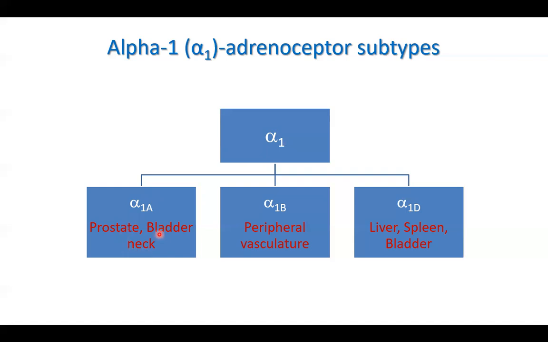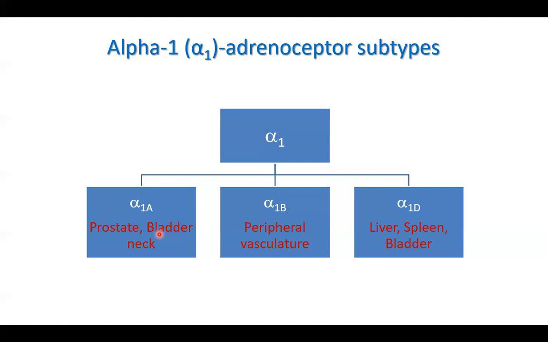Here in the prostate and bladder neck, it will cause relaxation of the smooth muscle. That will relax the bladder neck and trigone area, and the sphincter of the urinary bladder is relaxed, as well as some relaxation in the prostate and capsule. So the compression on the urethra is released, and that will help in urinary flow. It relieves the obstructive symptoms.